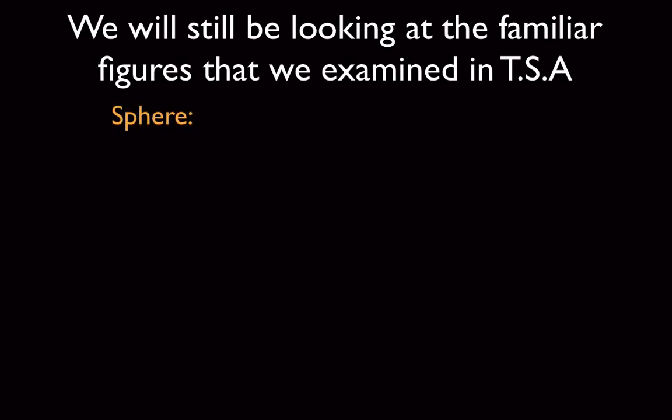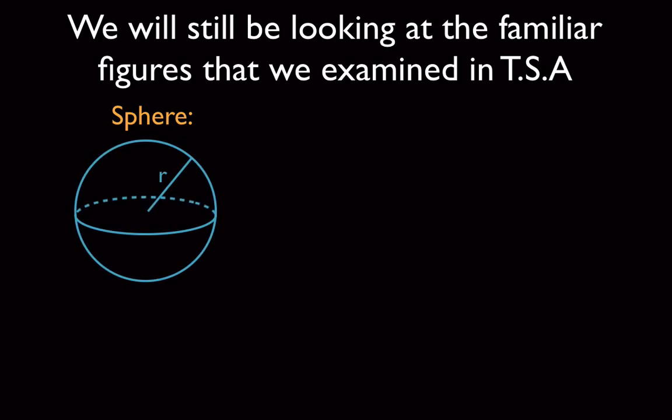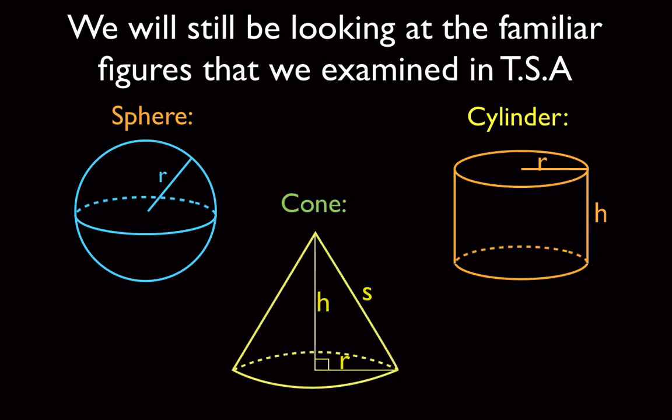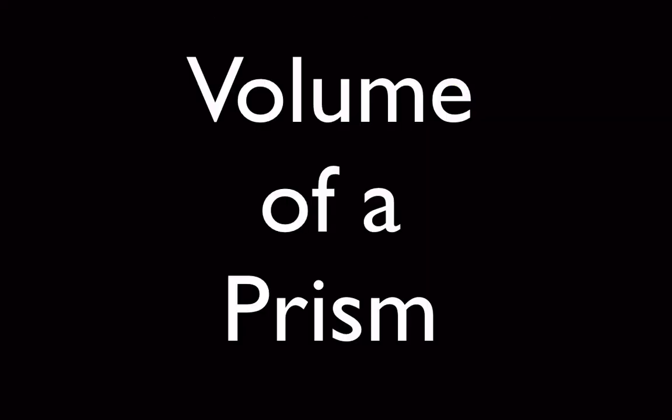Also, though, we're going to be looking at our circle-based figures, such as a sphere, a cylinder, which again has a base of a circle connected by straight lines, and a cone, which is kind of like the circle version of a pyramid. It comes to a point and has a base that's a circle. So we're going to start off with the volume of a prism.